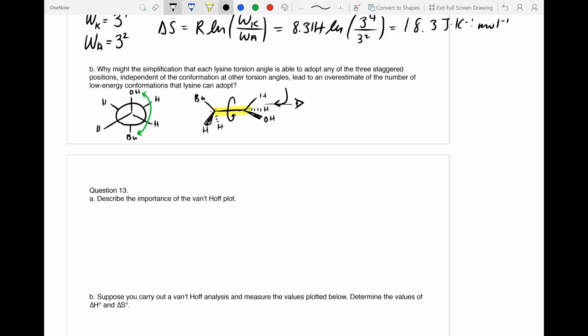So what I'm trying to get at is that there are going to be some conformations where there's going to be less steric hindrance, and this is not taken into consideration. So we can't say that each conformation or each rotamer is entirely independent from one another.